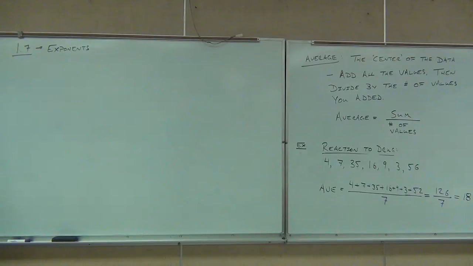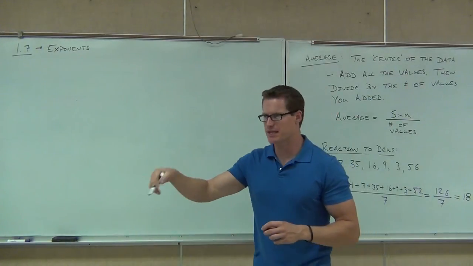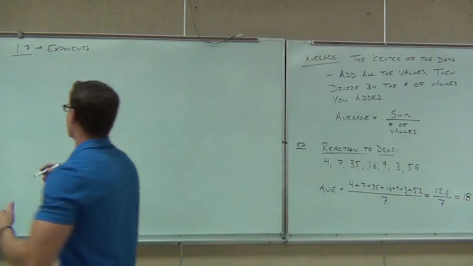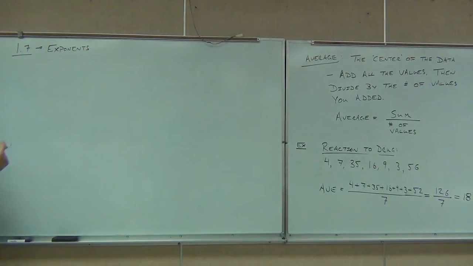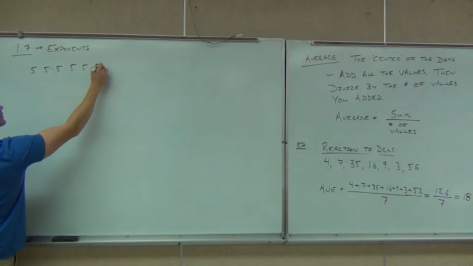Okay, we're going to look at exponents. We had the idea of repeated addition a while back. We had addition, then we repeated it, and we got multiplication out of it. What would happen if we take multiplication and we repeat that? So instead of 5 plus 5 plus 5, we have 5 times 5, and we do that over and over and over again.